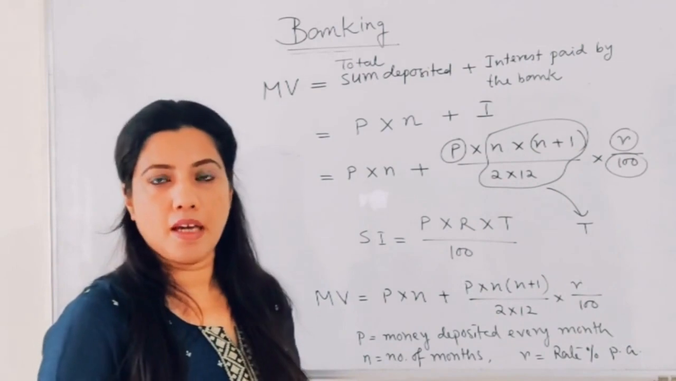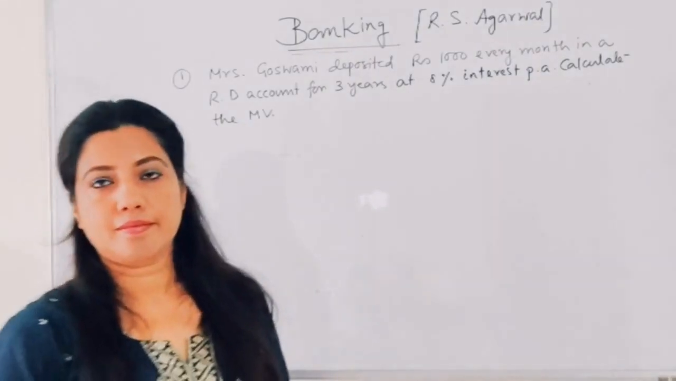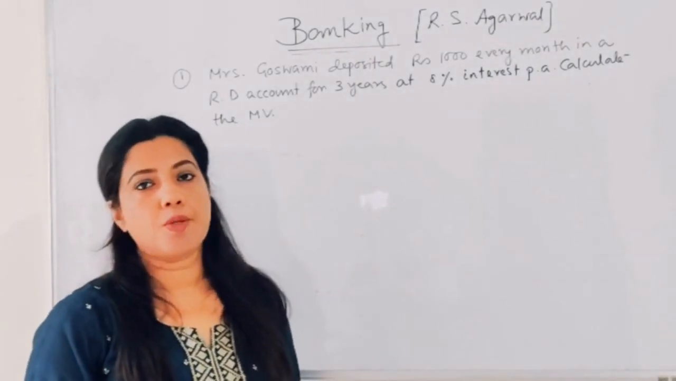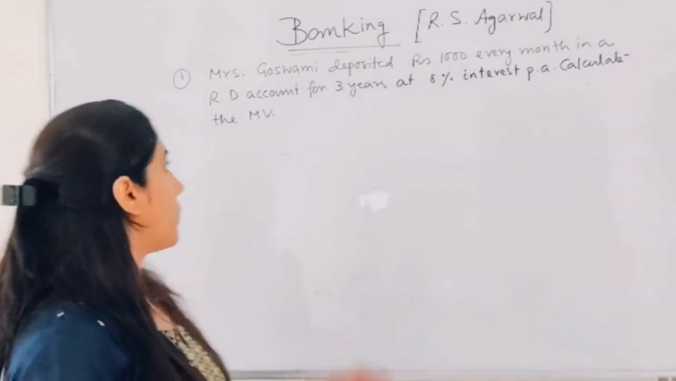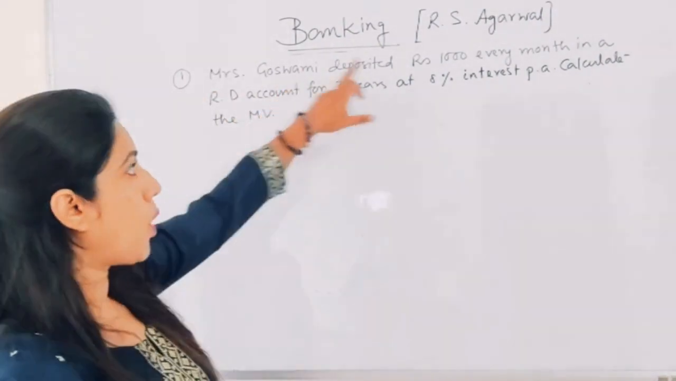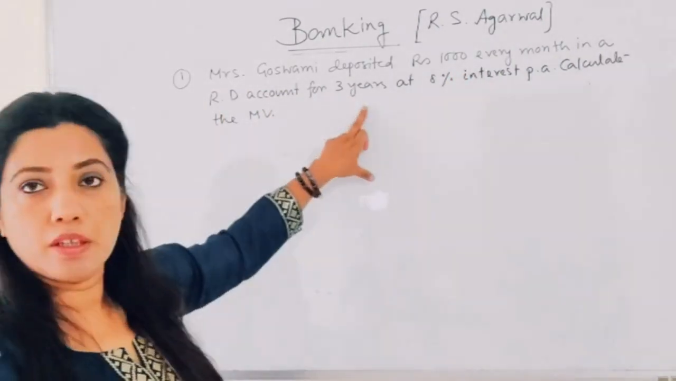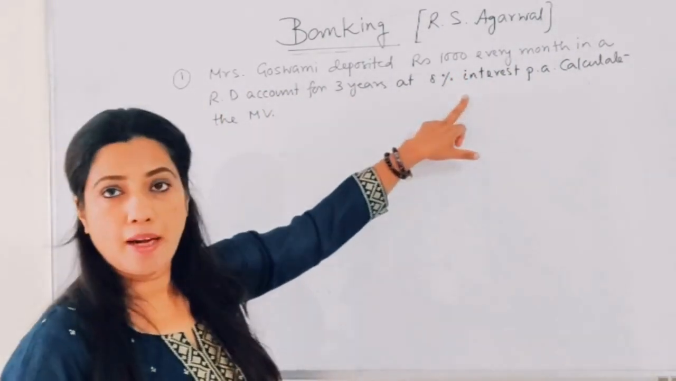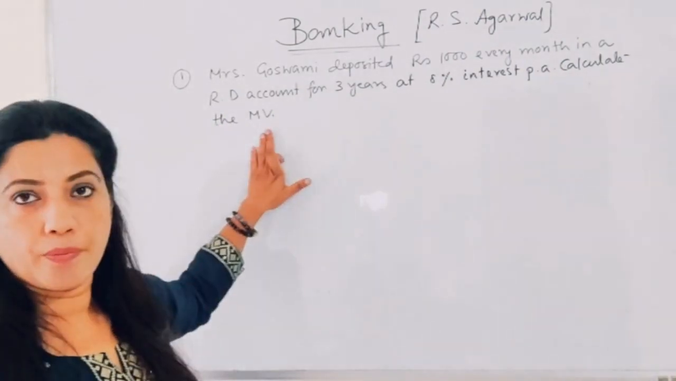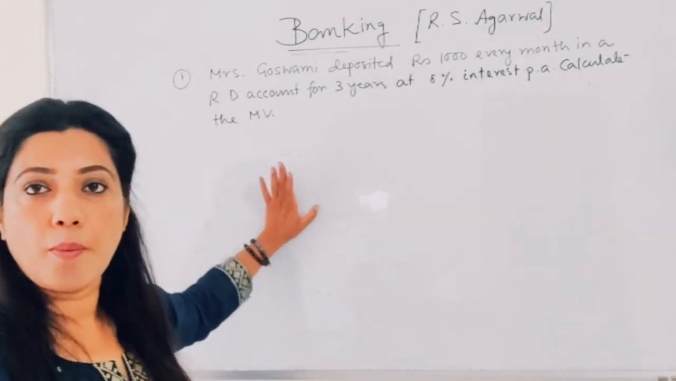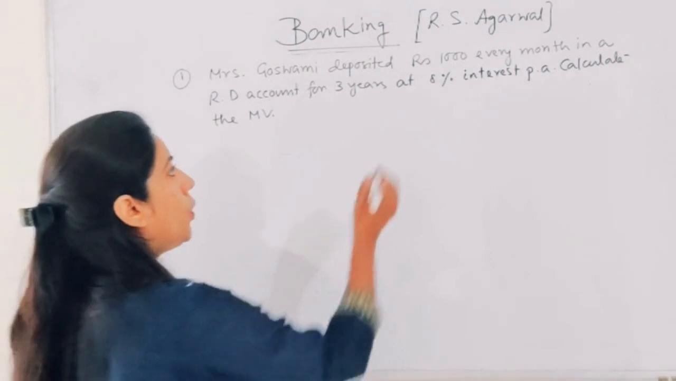Now let us see how to solve the question. I have taken the questions from RS Aggarwal. The first question is, Mrs. Goswami deposited ₹1000 every month in an RD account for 3 years at 8% interest per annum. Calculate the maturity value. Let us first write down the information given in the question.